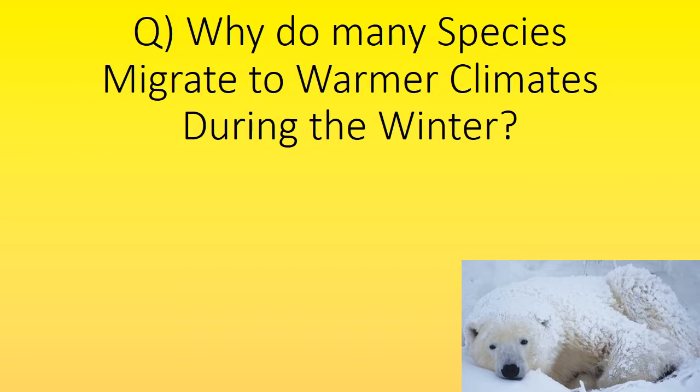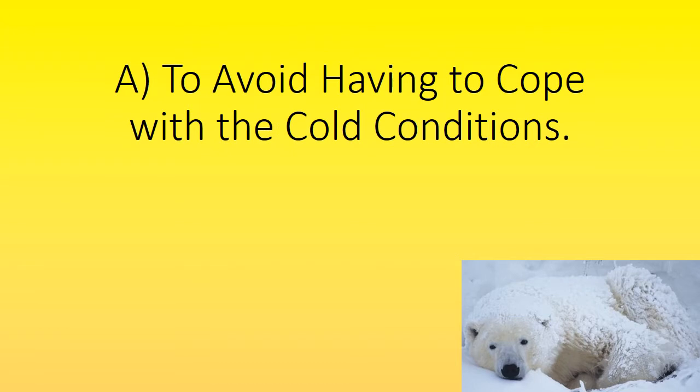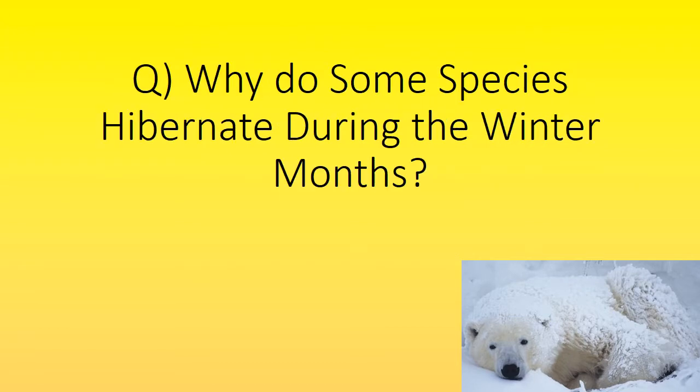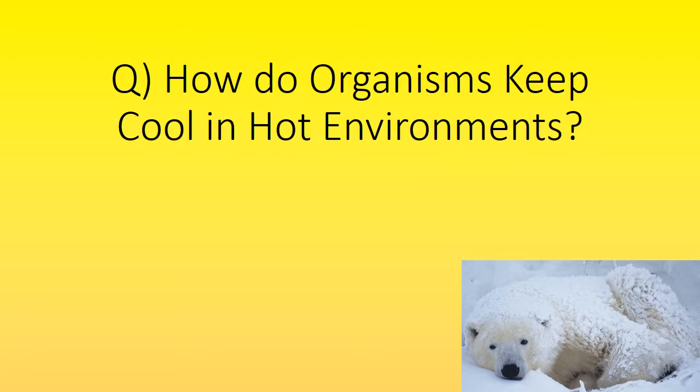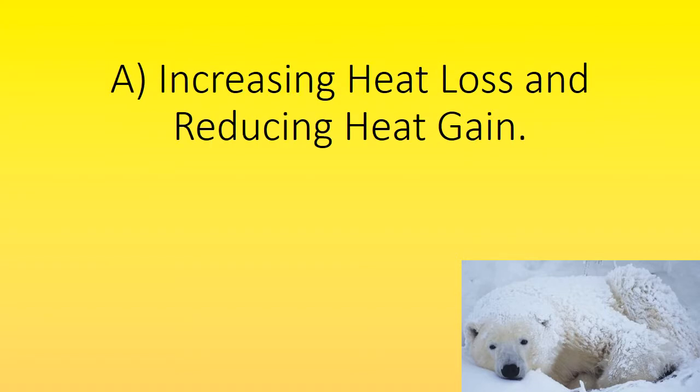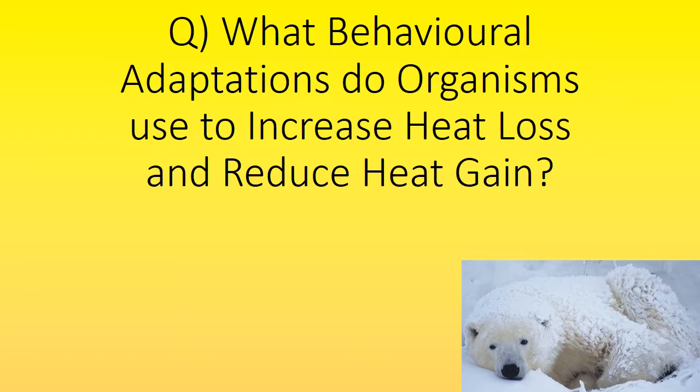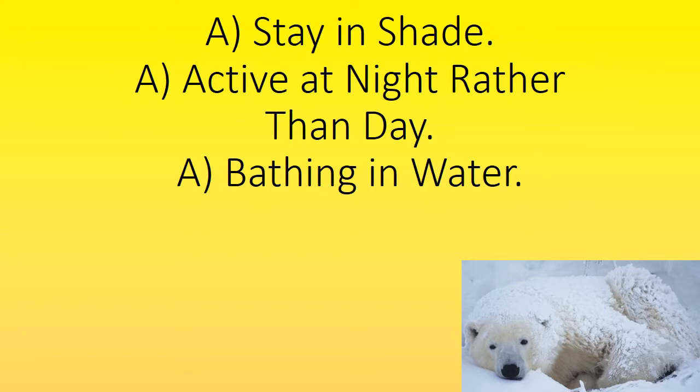Why do many species migrate to warmer climates during the winter? To avoid having to cope with cold conditions. Why do some species hibernate during the winter months? To save energy. How do organisms keep cool in hot environments? Increasing heat loss and reducing heat gain. What behavioral adaptations do organisms use to increase heat loss and reduce heat gain? Stay in shade, be active at night rather than day, bathing in water.